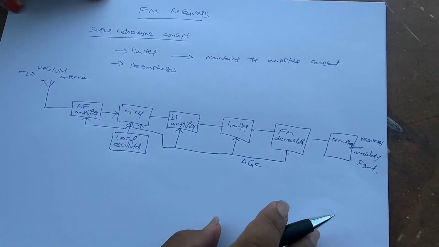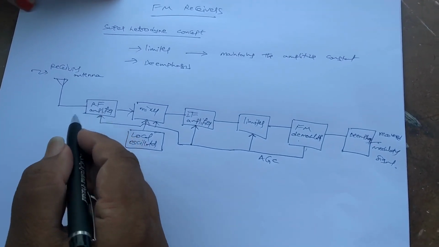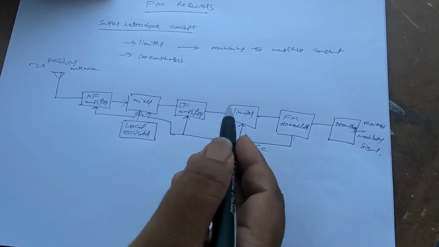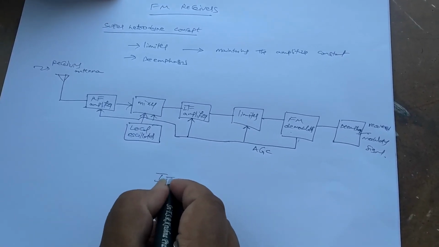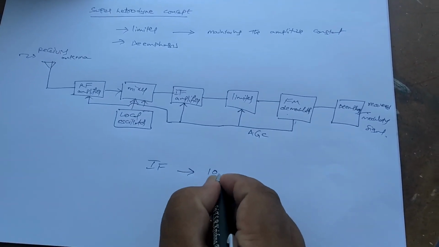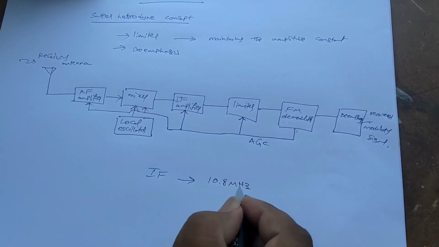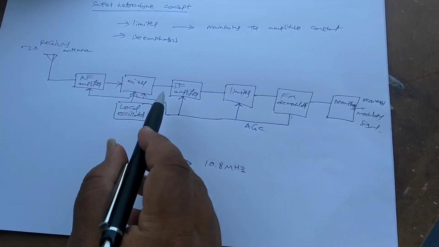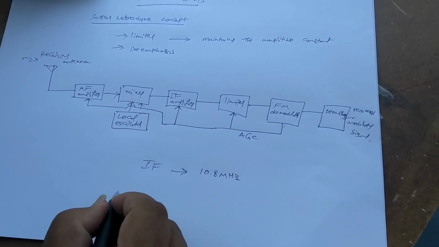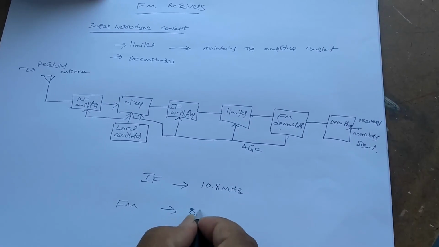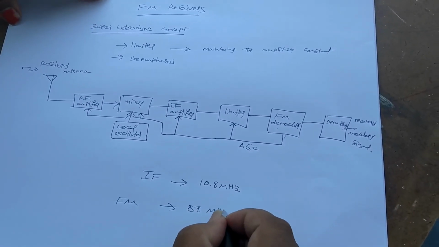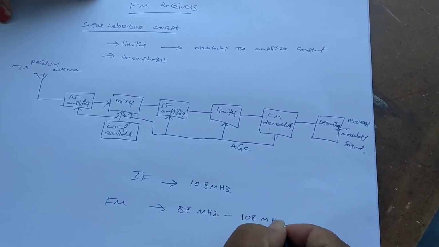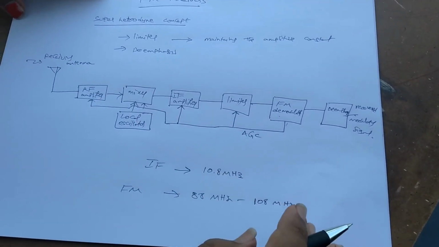This is about the FM receiver block diagram, and the explanation you studied for the AM receiver, you can repeat in this case. The only modification is the intermediate frequency, which for FM is fixed at 10.7 megahertz. For AM, the intermediate frequency is 455 kilohertz. And we know that for FM the frequency range is 88 megahertz to 108 megahertz. So this is about the FM receiver.